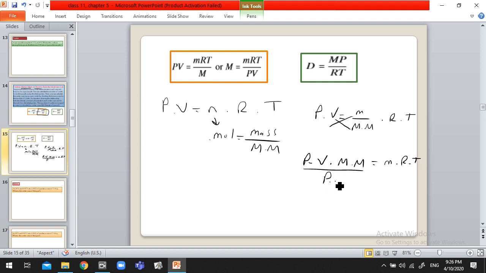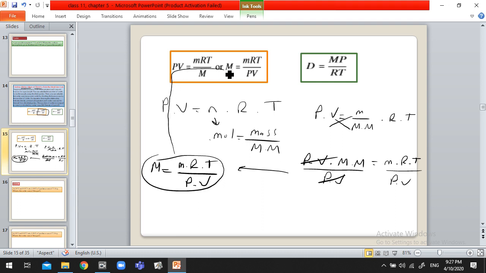And if you divide both sides by P times V, you can get, let me write here, molar mass, the big M, equals m mass R T over P V. As you see, this formula is the same as the formula before. You can write it easily by using this rule. You can find the molar mass. And what about the density? Density is easy also.